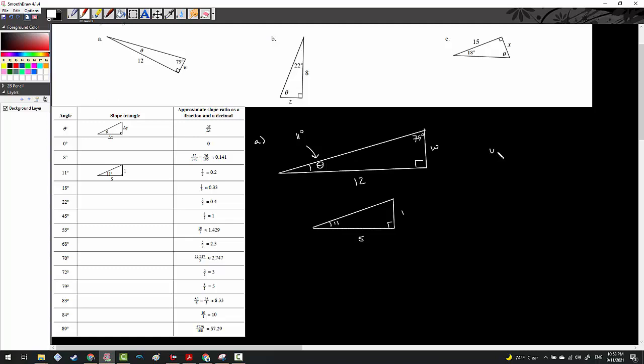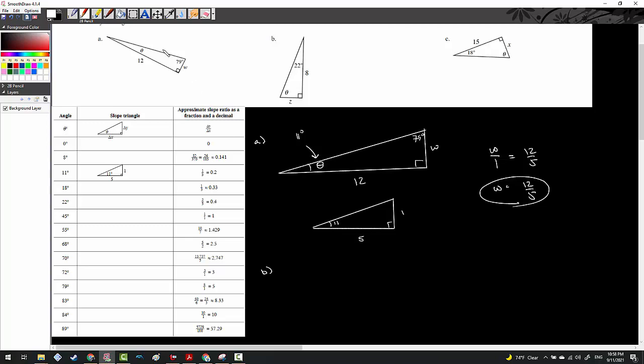So it's going to be W over 1, if I go from top to bottom, is going to equal 12 over 5. And lo and behold, W is going to equal 12 over 5. So using our good old resource page, that problem turned out to be pretty easy.